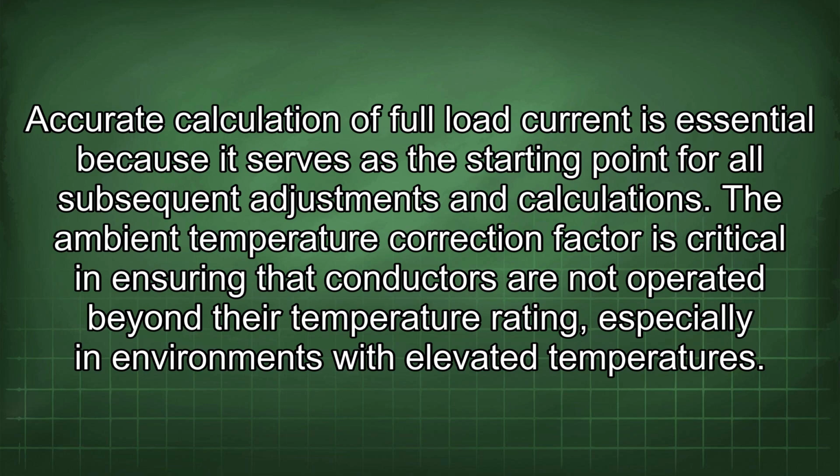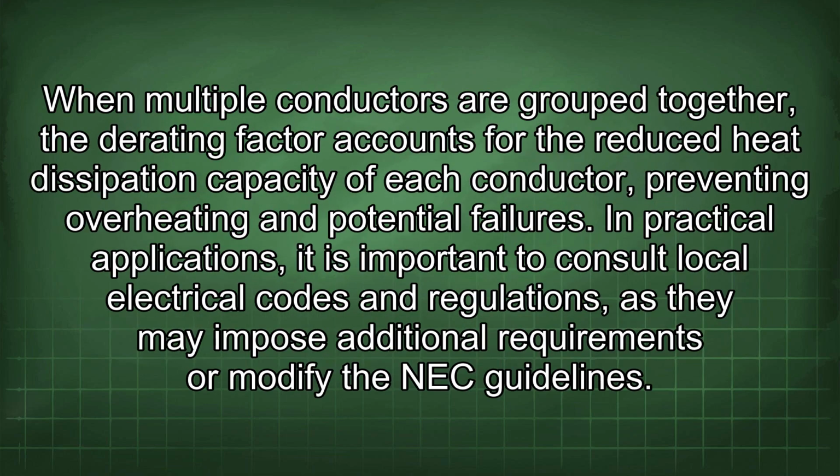Accurate calculation of full load current is essential because it serves as the starting point for all subsequent adjustments and calculations. The ambient temperature correction factor is critical in ensuring that conductors are not operated beyond their temperature rating, especially in environments with elevated temperatures. When multiple conductors are grouped together, the derating factor accounts for the reduced heat dissipation capacity of each conductor, preventing overheating and potential failures. In practical applications, it is important to consult local electrical codes and regulations, as they may impose additional requirements or modify the NEC guidelines.